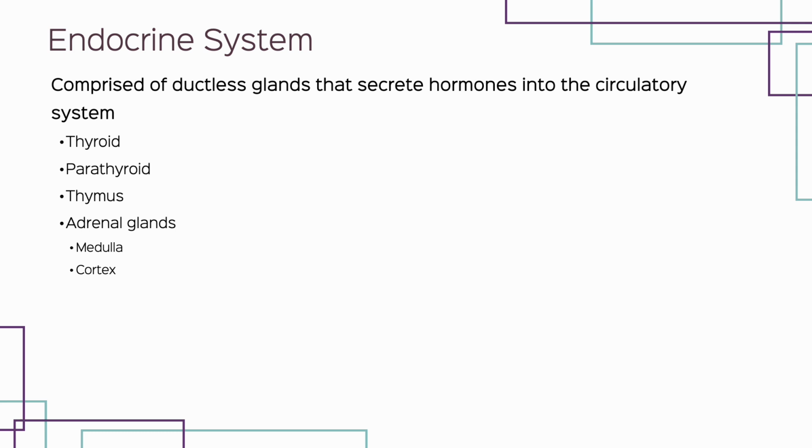Hormones are chemical messengers. They are classified as either proteins or steroids. Your hormones will stimulate target tissues or organs by binding to cell receptors located either on the cell membrane or within the cell. The thyroid is located anteriorly in the neck on either side of the larynx and the trachea.